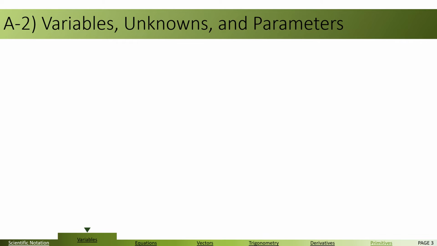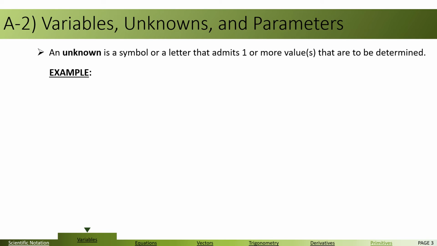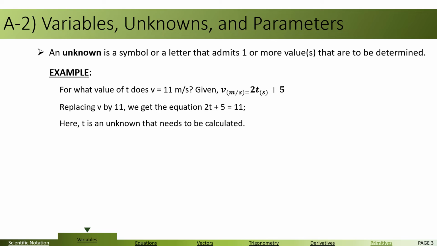Now, passing to unknowns. An unknown is also a symbol or a letter that admits one or more values that are to be determined. If we take the previous expression, v equals 2t plus 5, and we replace v by 11, we get 2t plus 5 equals 11, or 11 equals 2t plus 5. Let's write it here, it's the same thing. In this case, t admits a value that is yet to be determined, so we call it an unknown.